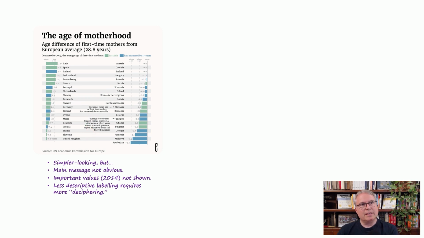And the labeling is a little bit less descriptive, and so it requires more deciphering on the part of the reader. The reader has to understand, oh yes, these are deviations from the European mean, right? So they can do it, it's just a little bit more work. And the color categories don't really support the main message, not in my opinion anyways, right? The color categories distinguish between countries that were stable and countries that increased, whereas I think it would make more sense to distinguish between countries that increased and countries that decreased.